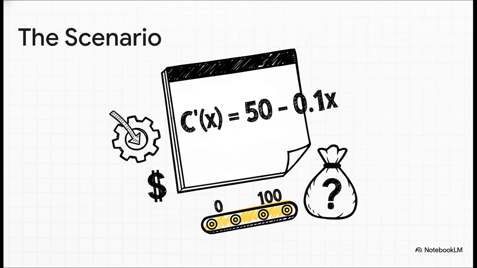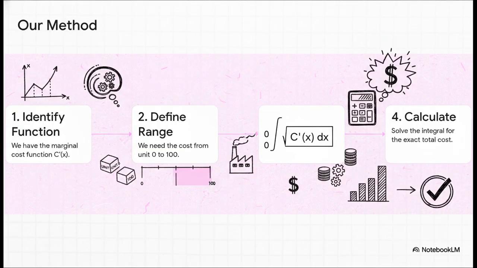So the question she leaves you with is this: what is the total variable cost to produce the first 100 units? So we solve this with a clear, methodical process. There's a playbook for this. First, we identify our marginal cost function. Check, she gave it to us. Second, we define our production range, what we call the bounds of integration. In this case, that's from unit 0 to unit 100. Third, we set up the definite integral, we write out the problem in the language of math, and finally, step 4, we calculate it to find that exact total cost.